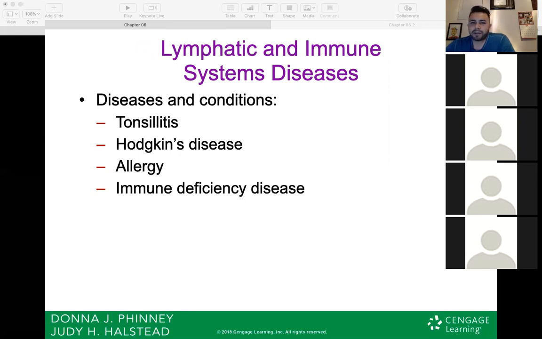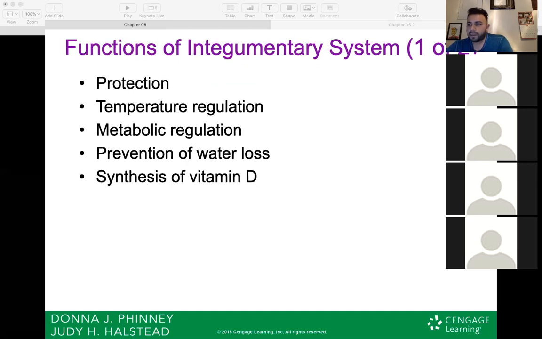All right, so talking about lymphatic and immune system diseases, tonsillitis is a chronic infection of the tonsil tissue. Hodgkin disease is a malignant disorder that causes the lymph nodes to enlarge. A hypersensitivity to a certain substance is called an allergy. And immune deficiency disease is a failure in some part of the immune system.